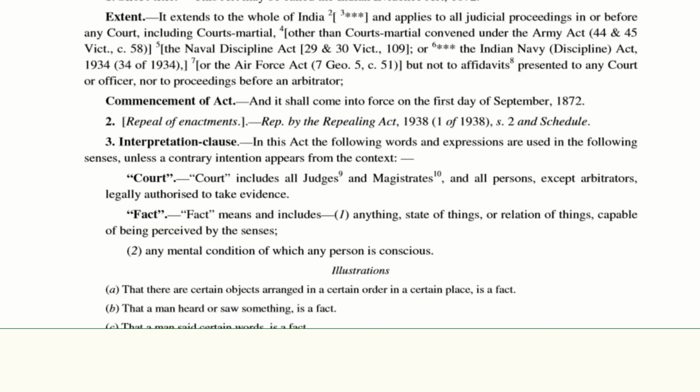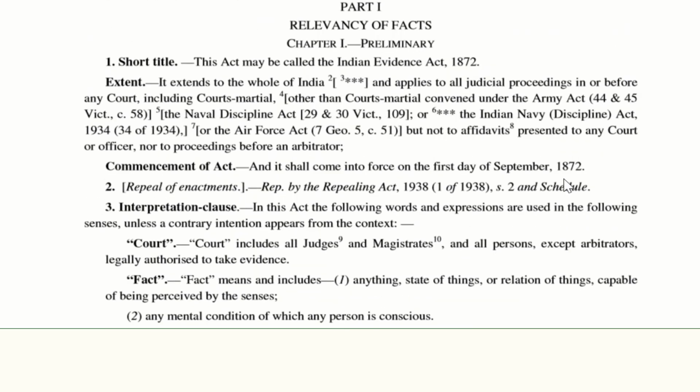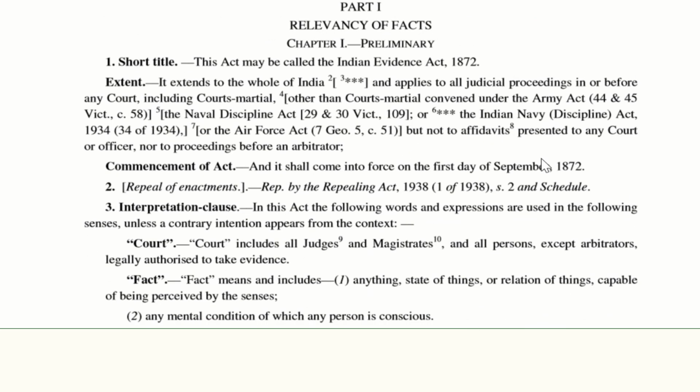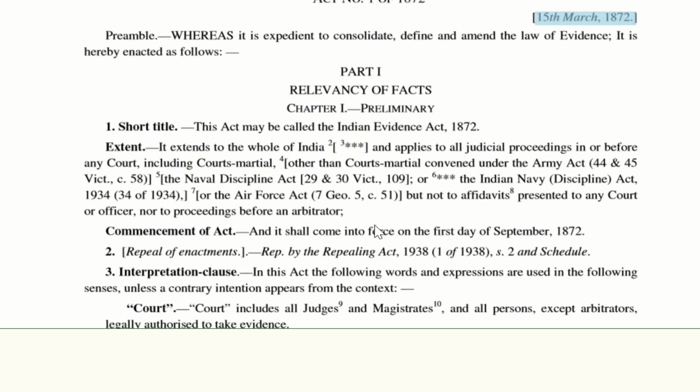The next aspect is Evidence Act will come into force on first day of September 1872. And if you see, the date which is given for the Evidence Act was 15th March 1872. However, it will come into force only on first day of September 1872. Sometimes in preliminary exams, they may ask a question as to when the Indian Evidence Act came into force. There could be a question like this. So you should not get confused. You should not write 15th March. You should write first day of September 1872.